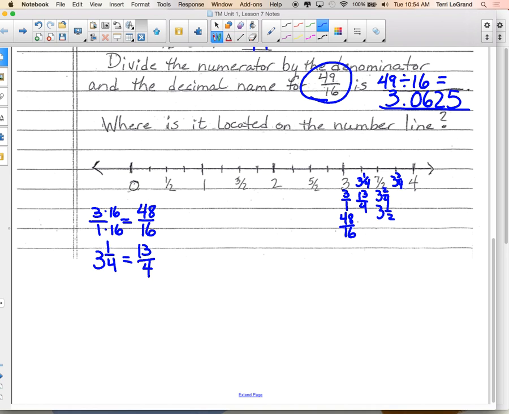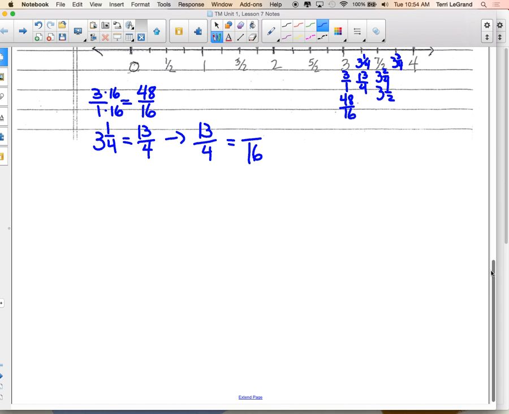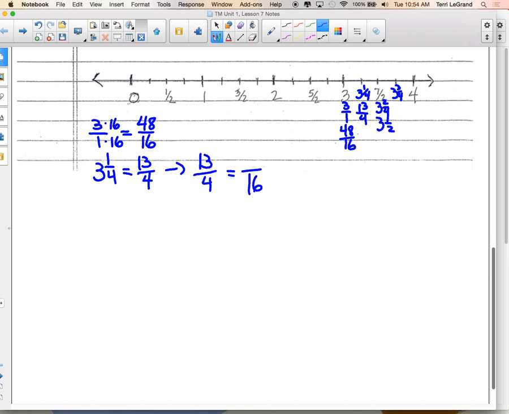Did you ever think you could get so many different names for just one spot on the number line? Well, remember we want 16ths, so now we're going to take this 13 fourths and say, what would I have to do to get that renamed as 16ths? Now what do we have to do? What do you have to take times that 4 downstairs? 4 times 4.